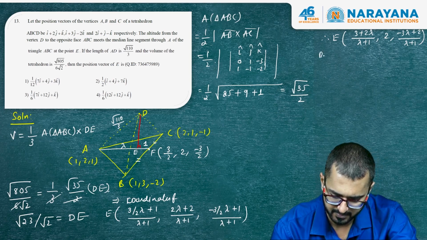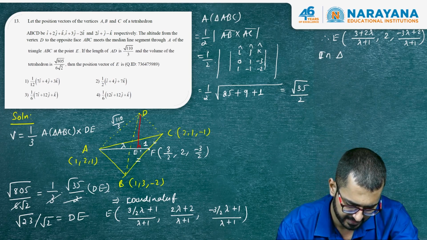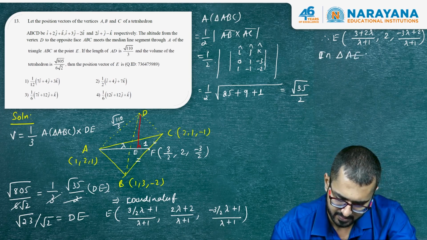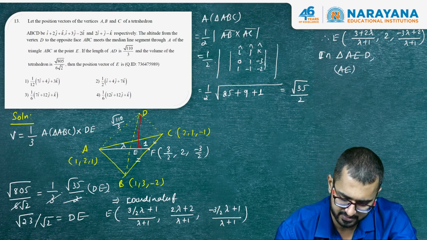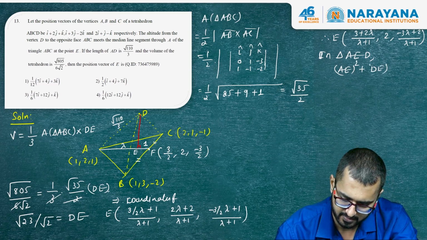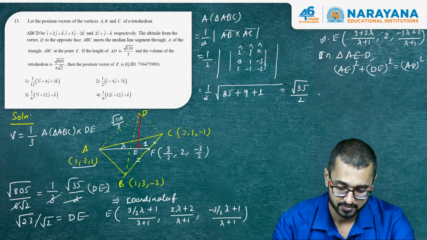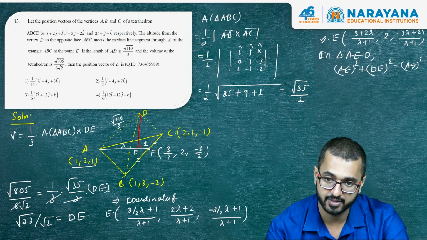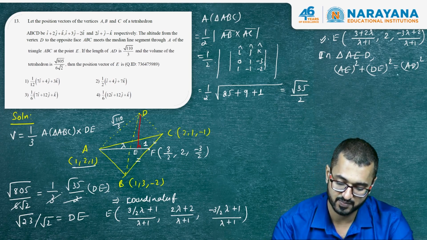So by Pythagoras theorem, in triangle ADE. So in triangle AED, if I apply the Pythagoras theorem, I'll be getting AE square plus DE square equal to AD square. Yeah, so we'll apply Pythagoras theorem here in triangle AED. So I'll be having AE square plus DE square is equal to AD square.